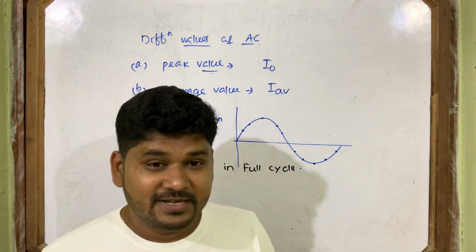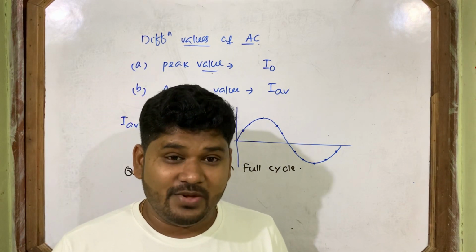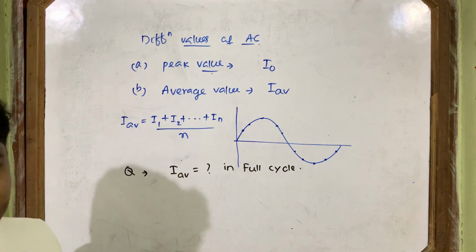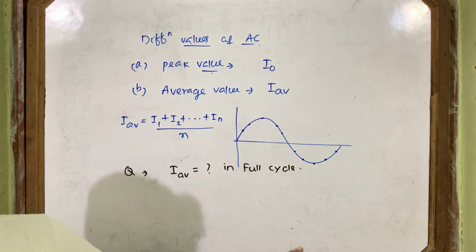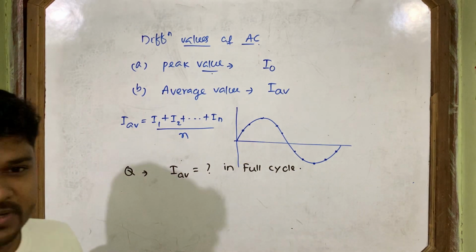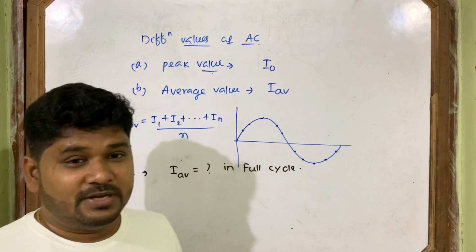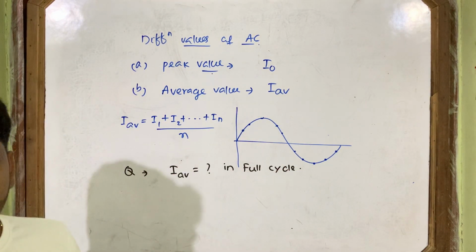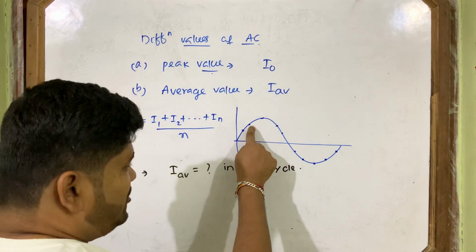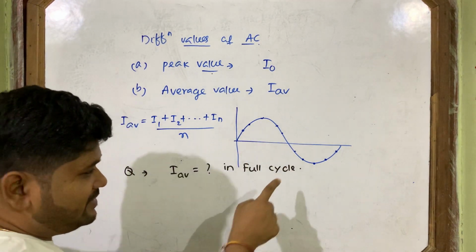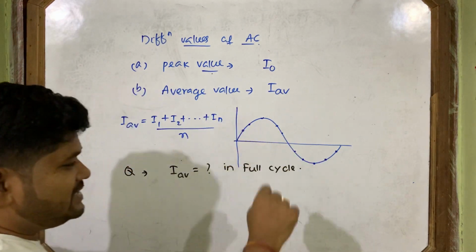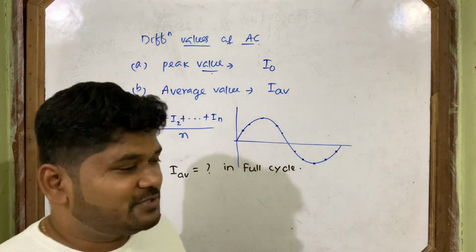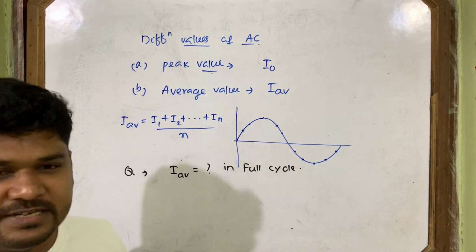If you got 0, then you are correct. Very good. If you got 0 without doing anything, just by looking at this full cycle, what will be the average value in a full cycle? It will obviously be 0. How? Because however many positive values you have here, that many negative values you also get here. So when you add positive and negative, all gets cancelled in the numerator.